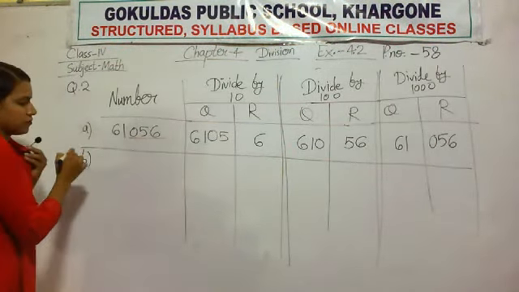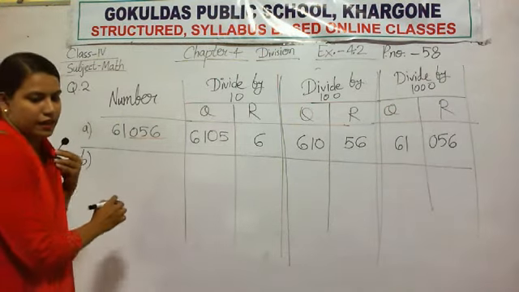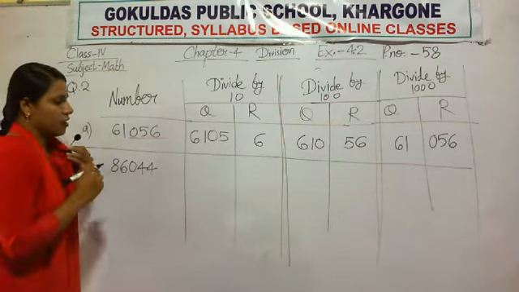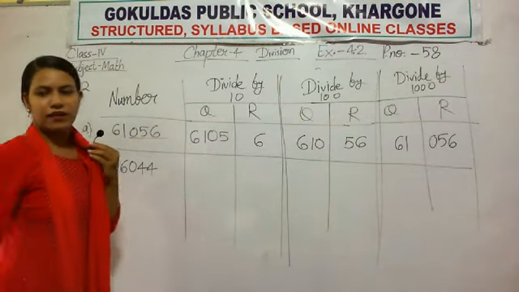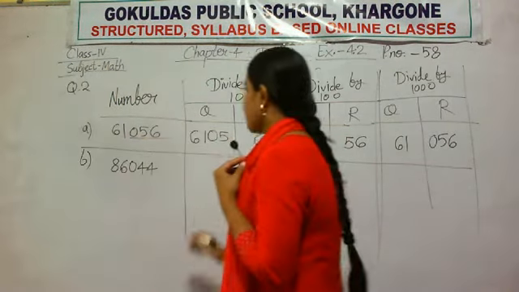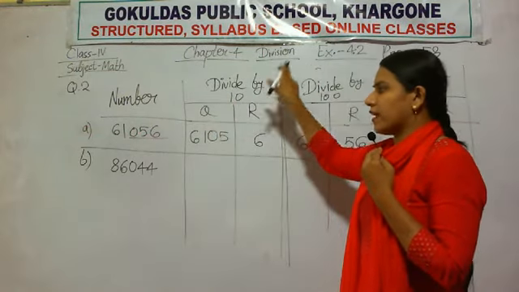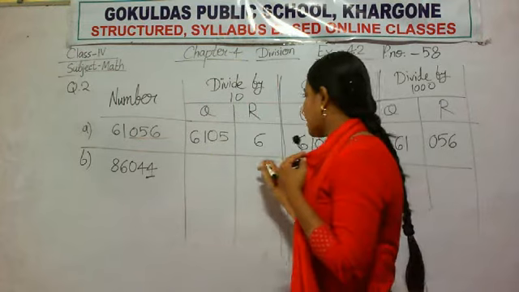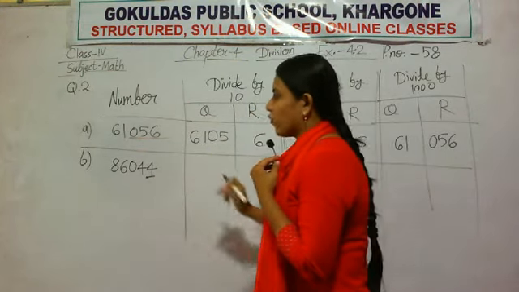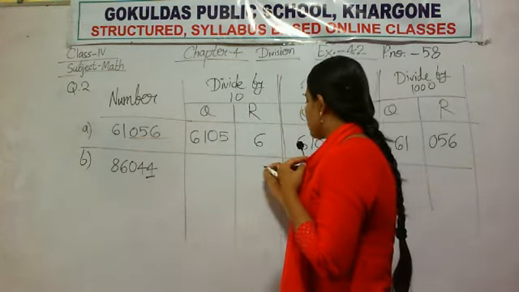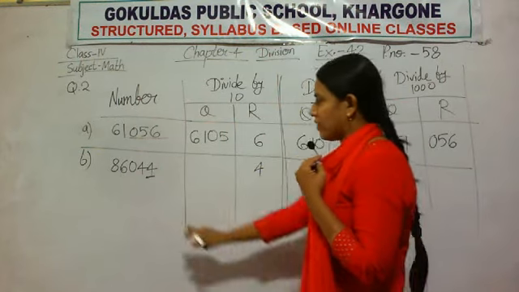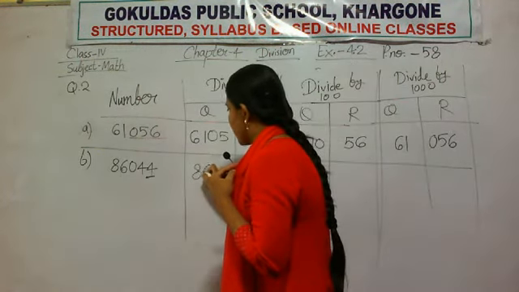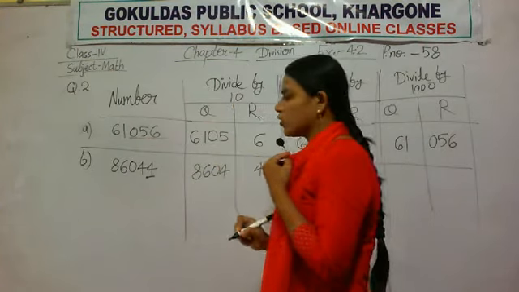Next, your given number is 86,044, right? Now we are dividing this number by 10. So what is the trick? If you are dividing any number by 10, then the digit at one's place is your remainder. So here 4 is at one's place, so 4 is our remainder, and the remaining digits are quotient. So 8604 will be your quotient here.